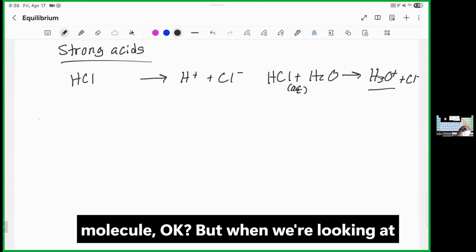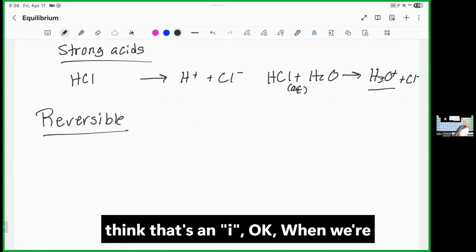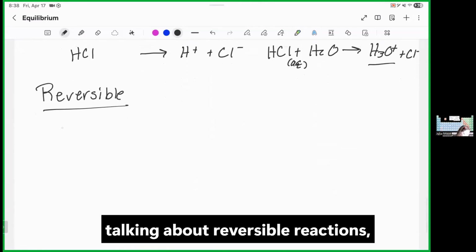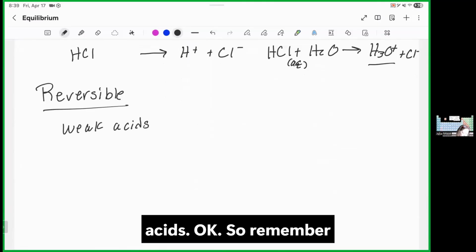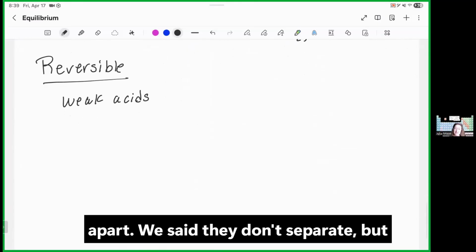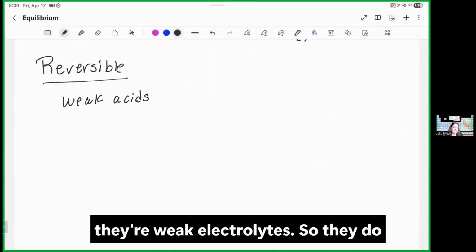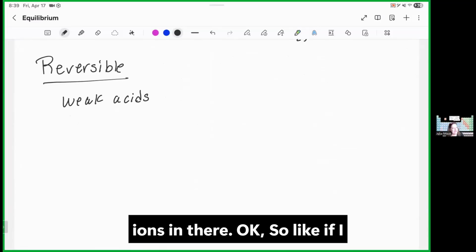Okay, but when we're looking at reversible reactions, I really do think that's an I. Okay, when we're talking about reversible reactions, that's when we're talking about like weak acids. Okay, so remember in net ionic equations, we didn't split them apart. We said they don't separate, but they're weak electrolytes. So they do separate a little bit. There are some ions in there.